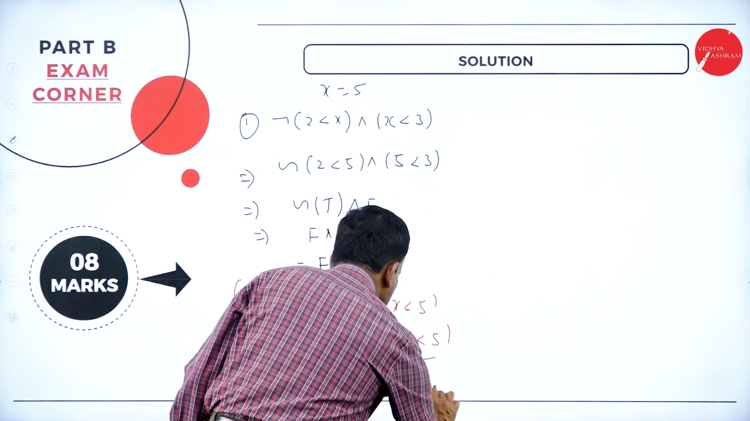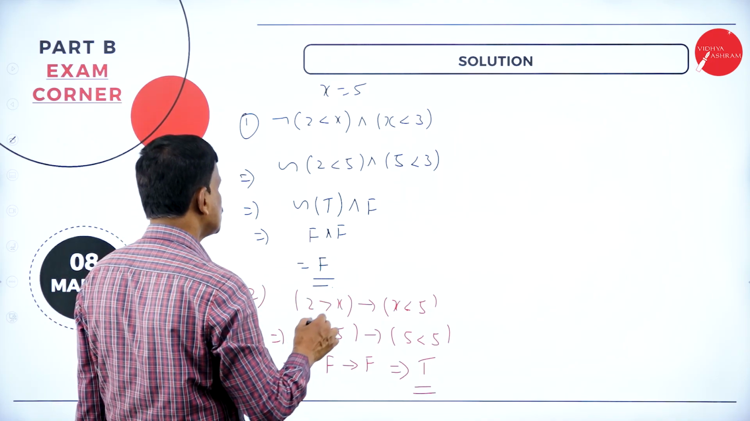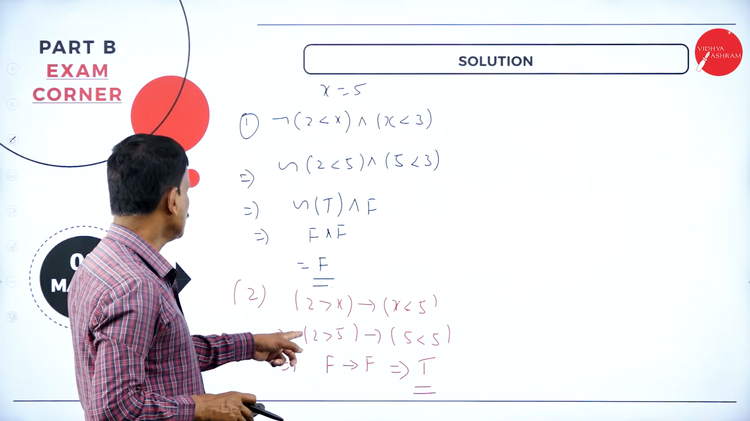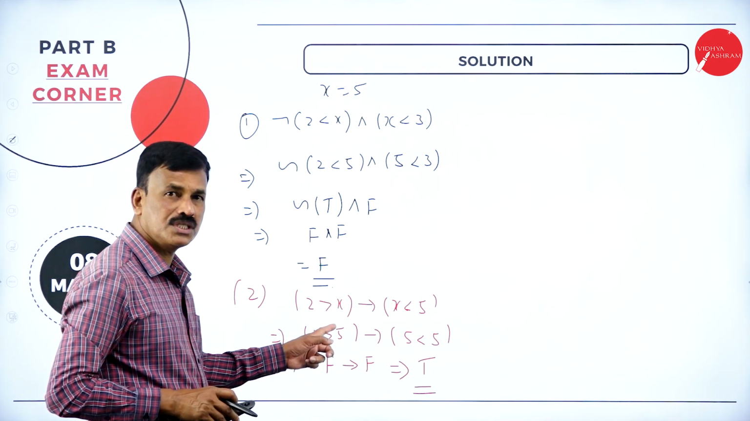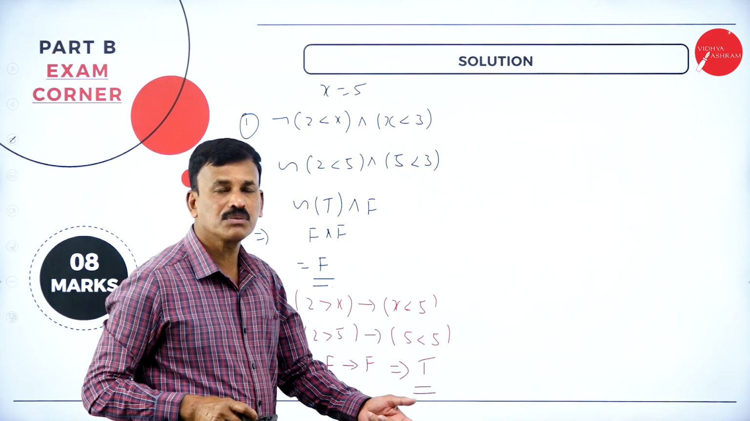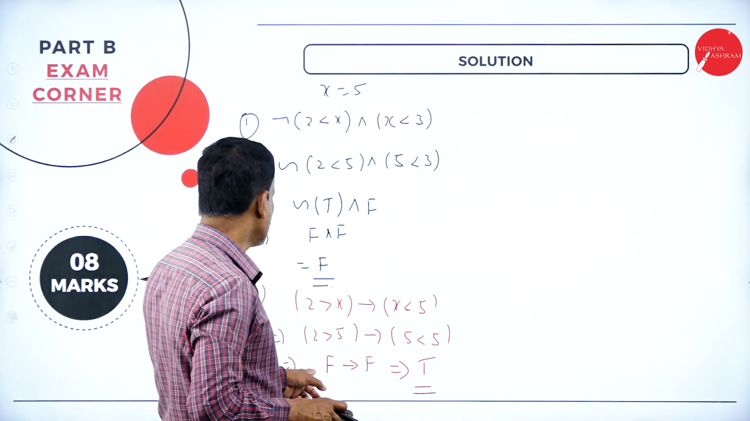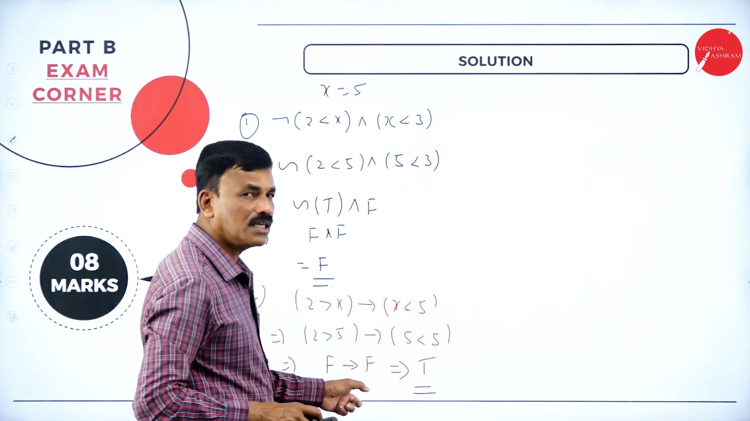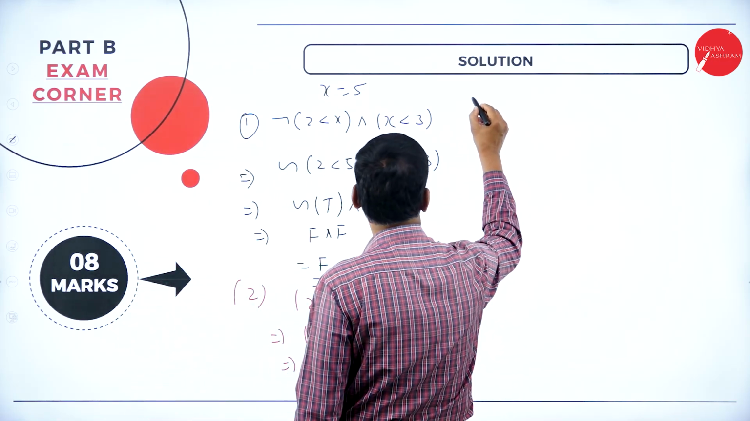So this is true. Therefore the statement 2 is greater than x, conditional to x is less than 5, is true. See here, when x is equal to 5, 2 is greater than 5 is a false statement, because 2 is less than 5. And 5 is less than 5 is again false, because 5 is equal to 5, 5 is not less than 5. So both the statements are false. So in case of conditional, F and F is again true. Hope you follow.